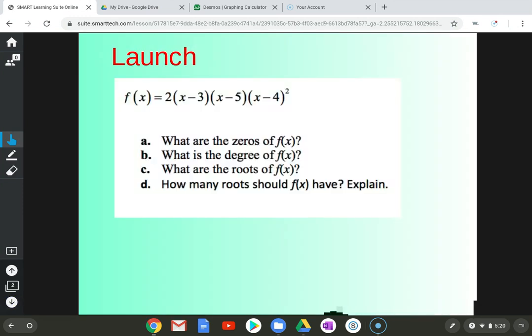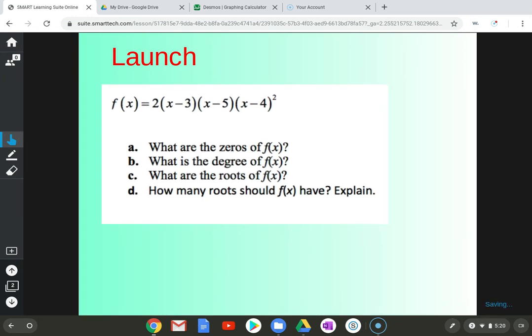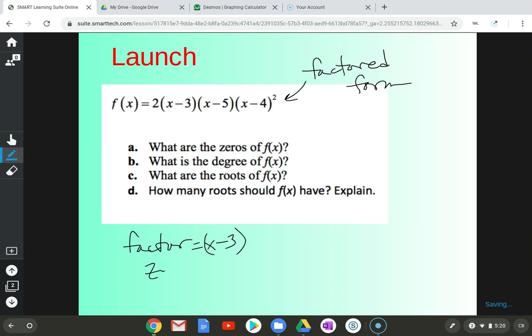So before we get started into the lesson, we're just going to do a quick review. Based on a polynomial function, which is one we have here, remember that this form is called factored form. All right, so the zeros of f of x, remember we changed the sign. So if our factor is x minus 3, then our zero is 3.